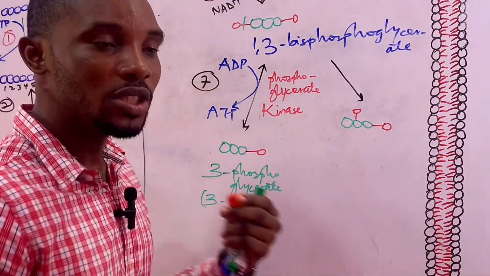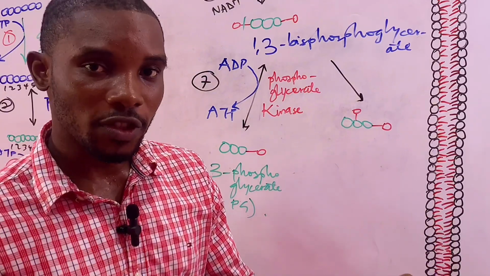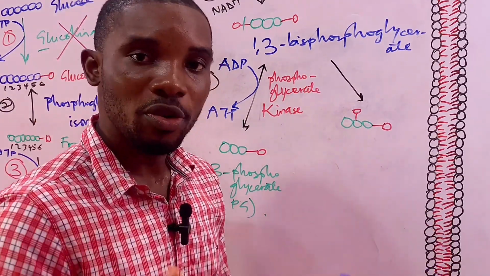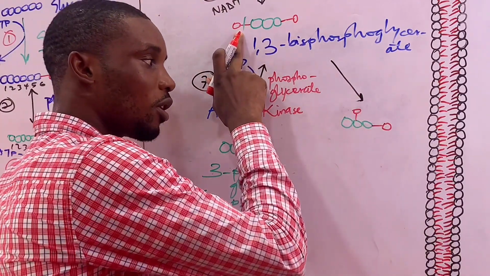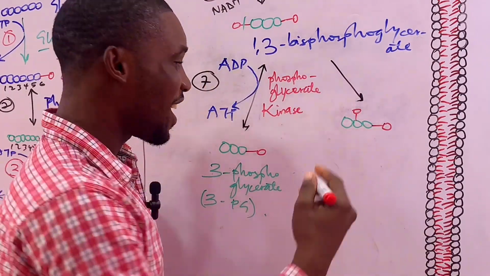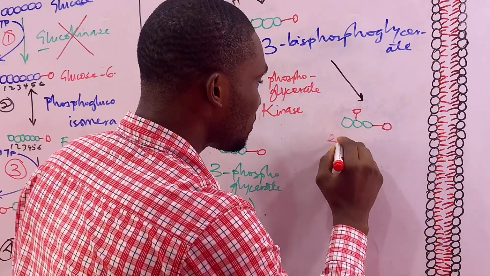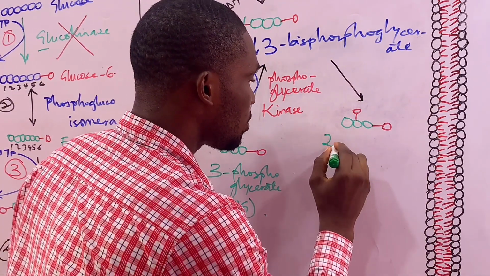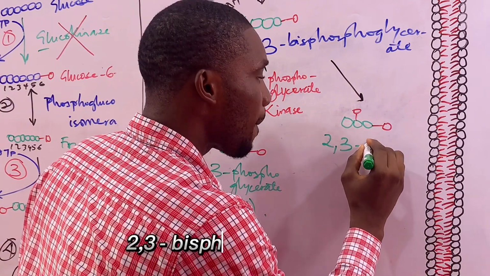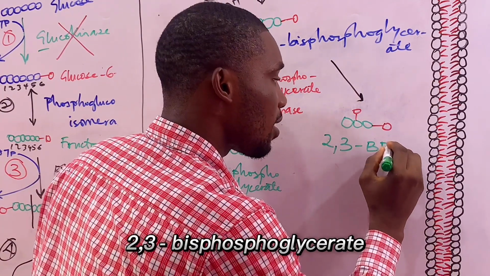Because I told you that the mutase changes the position of the phosphate or the functional group from maybe 1 to 2, 3 to 4, whatever. But then there's a change from 1 to position what? 2, right? So this will be what? Let me use the green. This will be 2,3-bisphosphoglycerate.